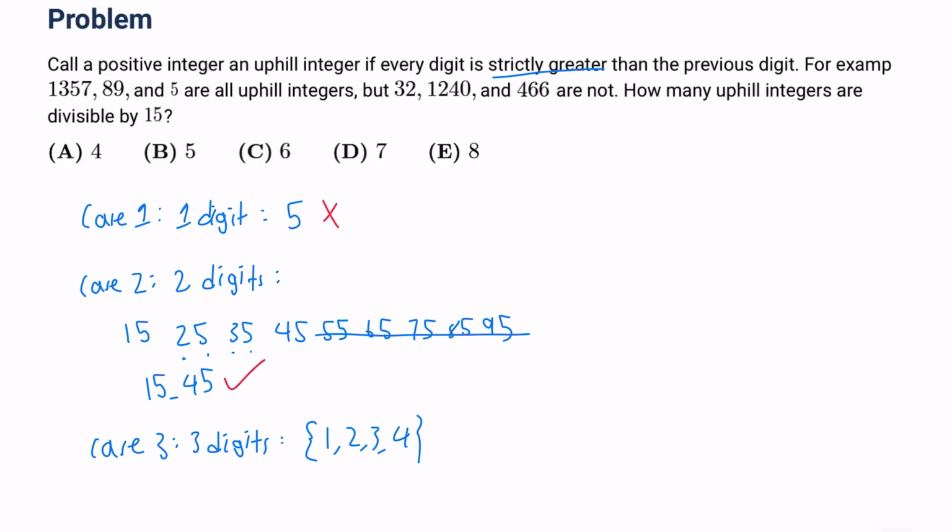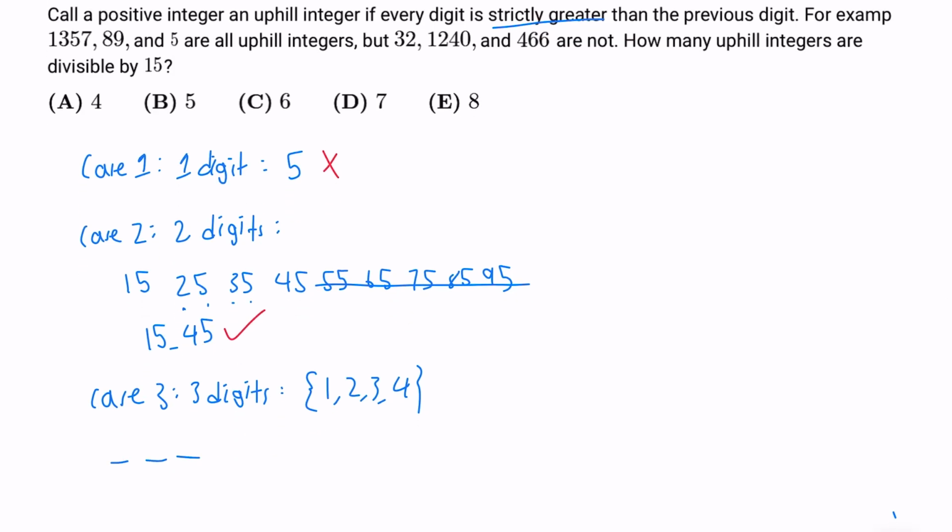So now we have 3 digits. We know that it ends in 5. So we have 125, 135, 145, and then 155 would not work. And then we can increase to 235, 245. And then starting in 3, it must just be 345.